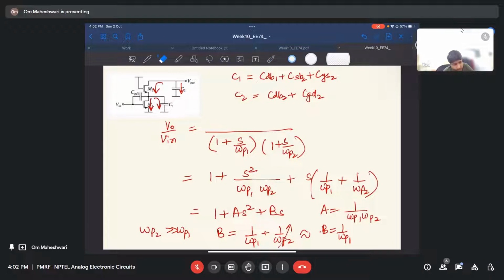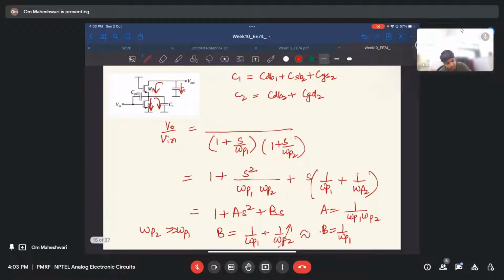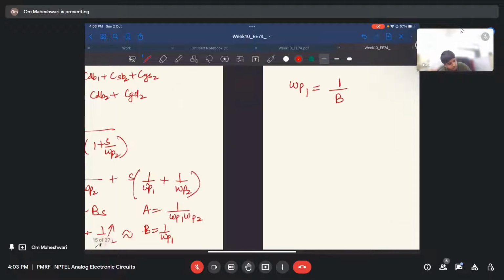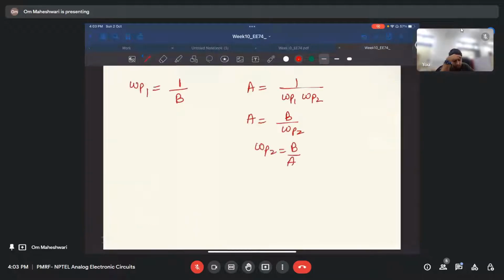So omega p1 equals 1 upon b, and a equals 1 upon omega p1 omega p2. a equals b upon omega p2. So omega p2 is b by a. So this is how you will have to estimate the pole.